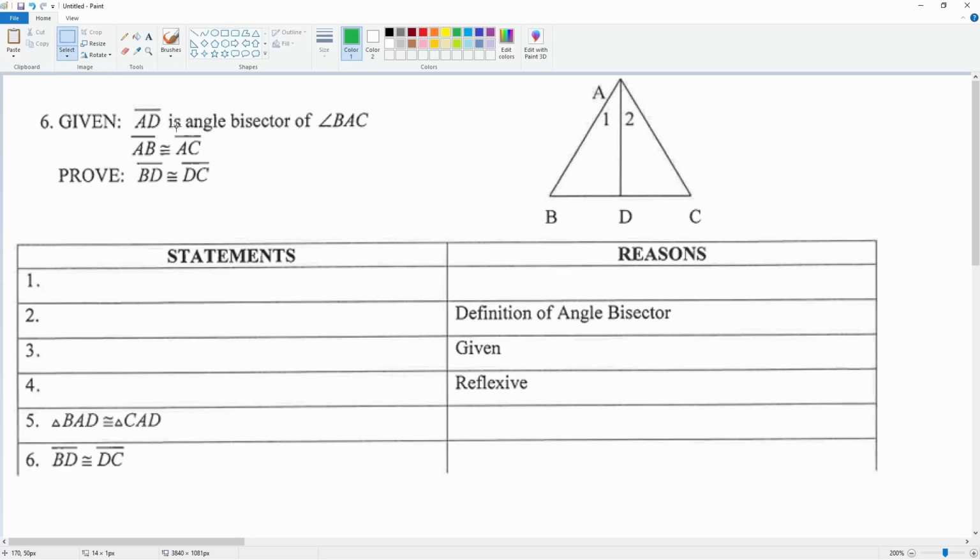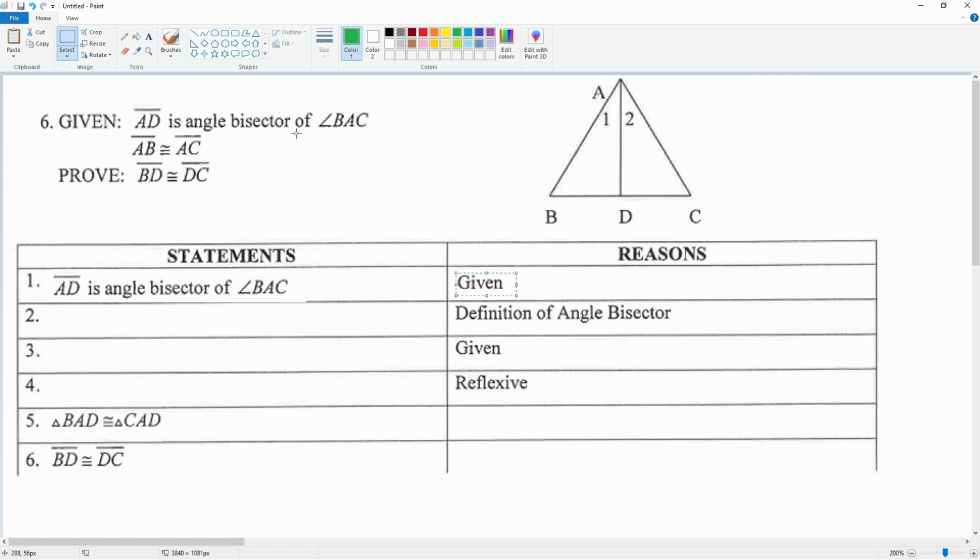Here we have this information, and we're trying to prove line segment BD is congruent to line segment DC. Well, let's start by what we have here. So we have this. That was given to us. So let's just make sure we write given. All right? We have that. The reason why we have that line is because the next one is the definition of bisector.